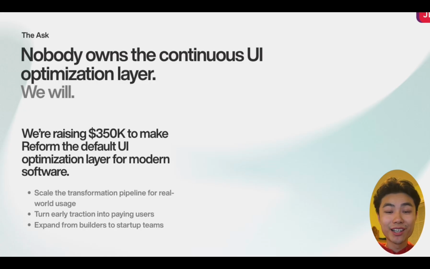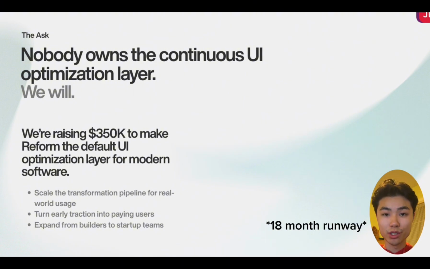We're raising $350,000 to make Reform the default UI optimization layer for modern software. We're allocating $160,000 for the founders in order to go full-time into this company, $100,000 in compute credits, $60,000 for outreach, and $30,000 for leeway.